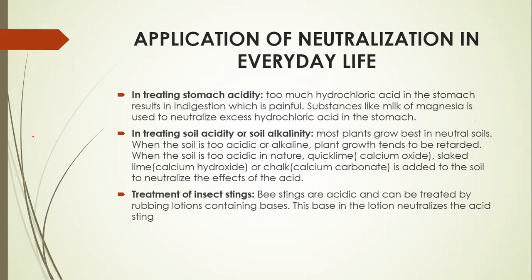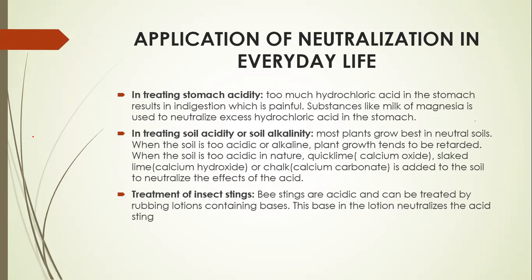Two, in treatment of soil acidity or soil alkalinity. As I said, the alkalinity is soil base, or how basic the soil is. Most plants grow best in neutral soil. So they like a neutral component of the soil. When the soil is too acidic or too alkaline, plant growth tends to be retarded. So the plants can't grow too well.